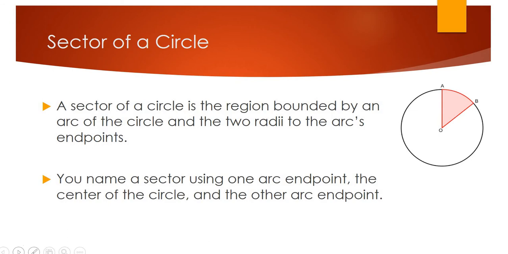A sector, excuse me. The sector of a circle is the region bounded by an arc of the circle, my arc AB, and the two radii to the arc's endpoints. You name a sector using one arc endpoint, the center, and the other. So this is sector AOB, or I could call it sector BOA. Either one works, as long as you go from the endpoint to the center and then back to the endpoint.